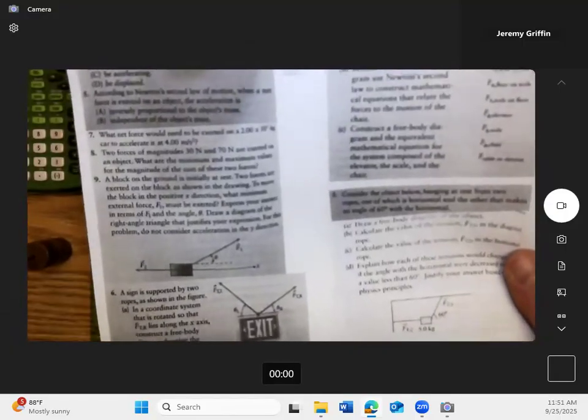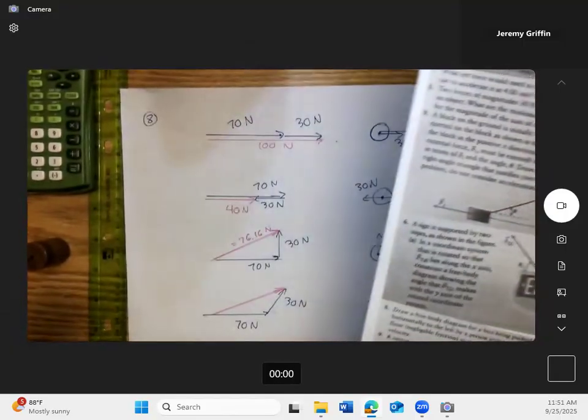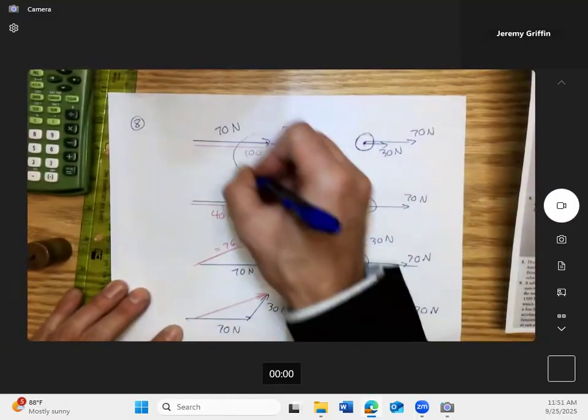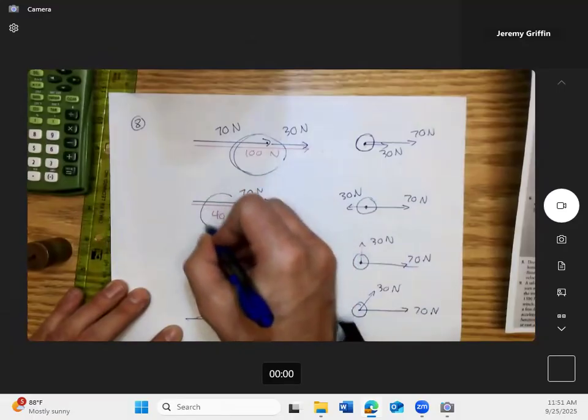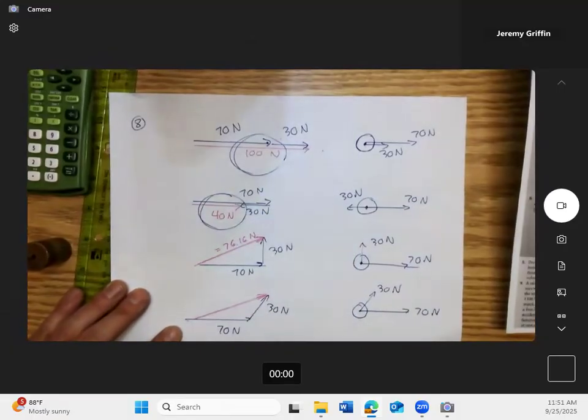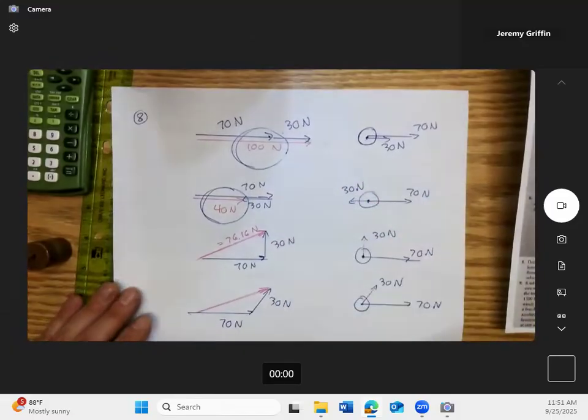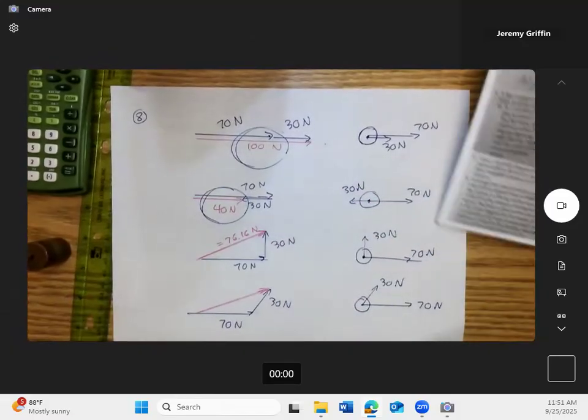Okay. What's the answer for 8? For 8, this one, the maximum possible force is 100 newtons, and the minimum possible force is 40. Okay, so max, min. Okay. And these examples were somewhere in the middle. Okay, so number 9.